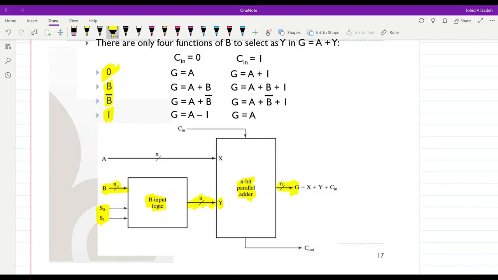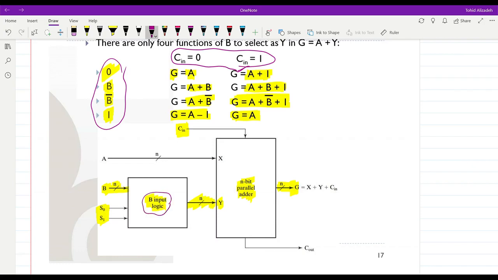In any of those 4 cases, depending on the value that we have for C in, for the carry in, we will have G equal to A or A plus 1 or A plus B or A plus B plus 1, or it will be equal to A plus not B. Not B, indeed, here is the 1's complement of B. Or we will have A plus 1's complement of B plus 1, or we may have A minus 1, and finally we would have G equal to A, depending on what we have for C in, whether it's equal to 0 or 1, and what we have for the second input, or the output that we get from the B input logic.